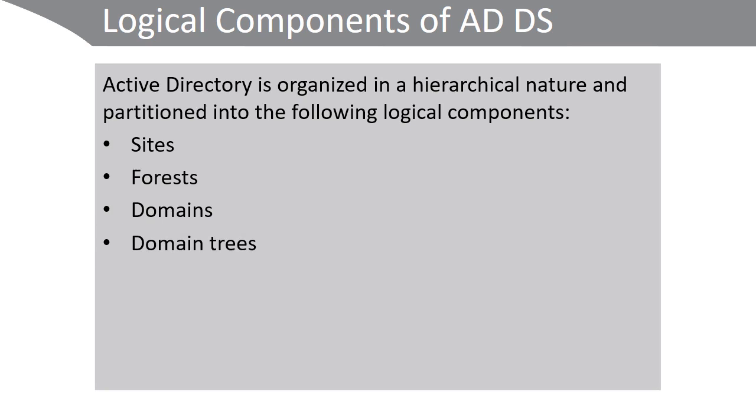A tree has a common root and a contiguous namespace, by which I mean a tree will consist of domains which have a parent-child relationship. So, for example, the sales.pearson.com domain is part of the pearson.com domain. The contiguous namespace is the pearson.com element. Pearson.com is the root, sales.pearson.com is a subdomain in a tree.